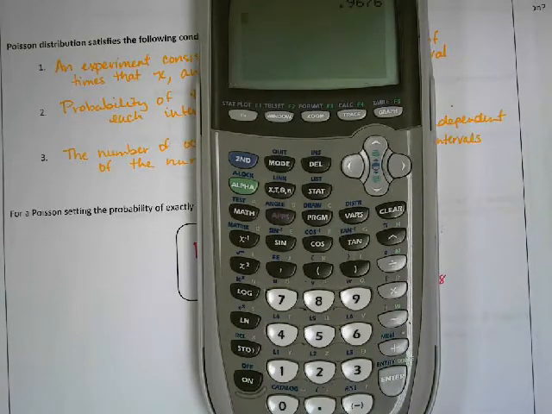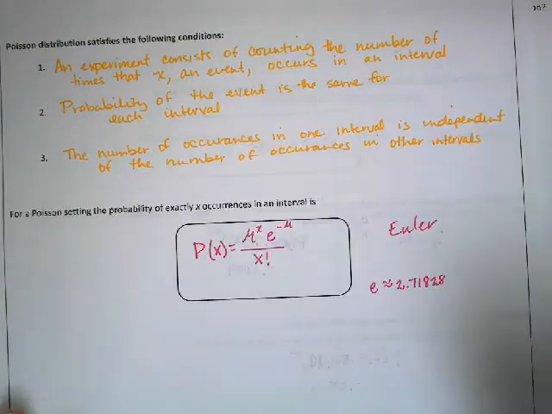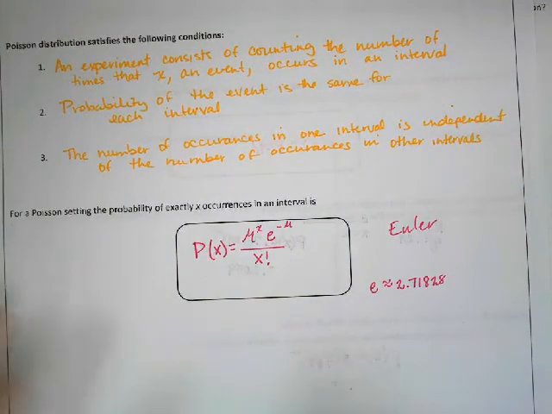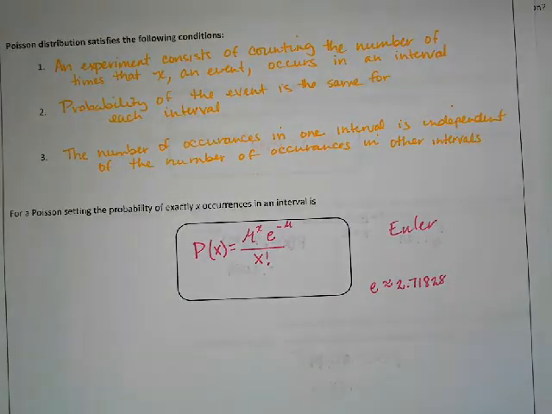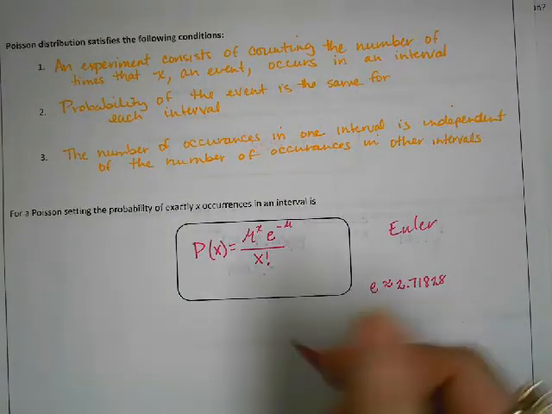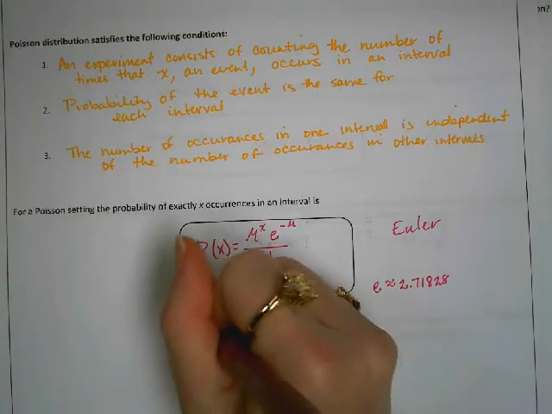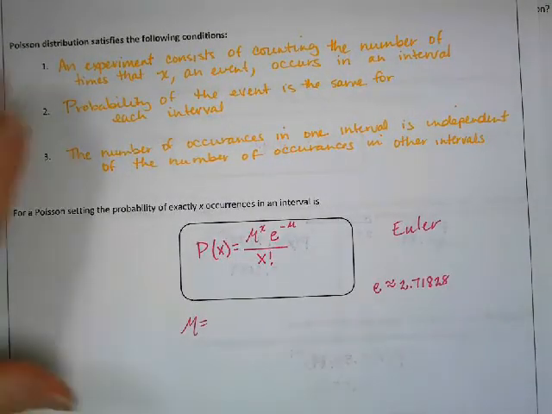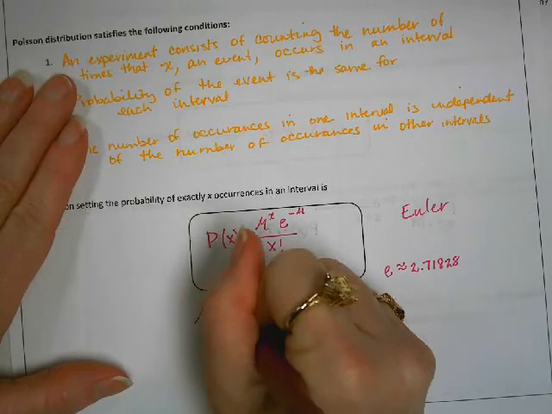And then remember what factorial is. Do you remember where to find it on your calculator? Let me write down what mu is. In this case, mu is the mean number of occurrences, or average.